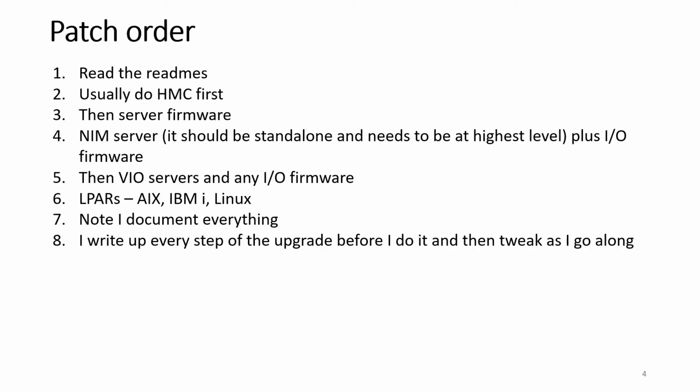In order to stay current, there is a patch order that you typically should follow. It should always start with reading all the readmes for any upgrades, fixes, etc. I normally do my HMC first, and then I'll do my server firmware. I'll do my NIM server. I try to keep my NIM server as a standalone system, but it needs to be at the highest level. I also then do any IO firmware. The next step is all my VIO servers and any firmware that is associated with them. And finally, I do all my LPARs, AIX, IBM i, Linux.